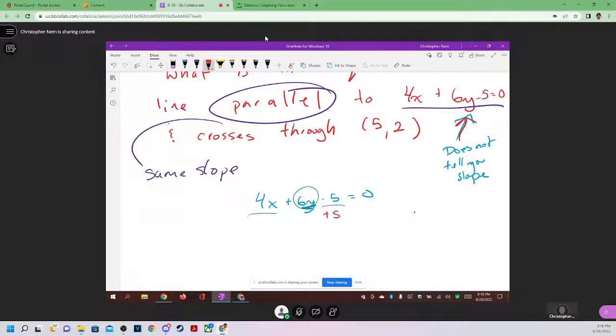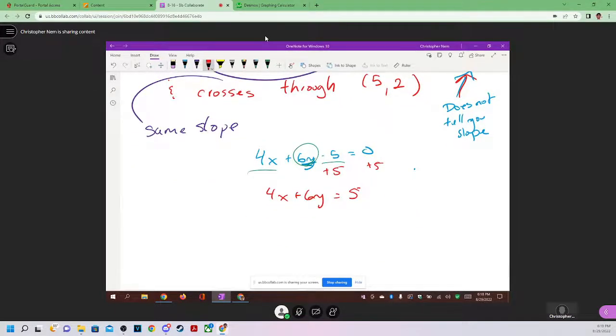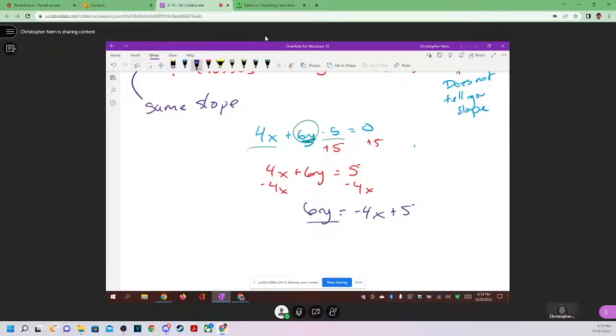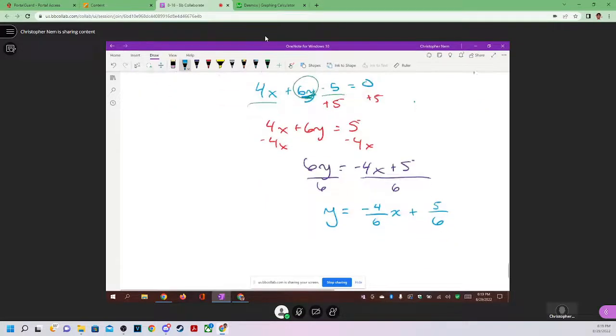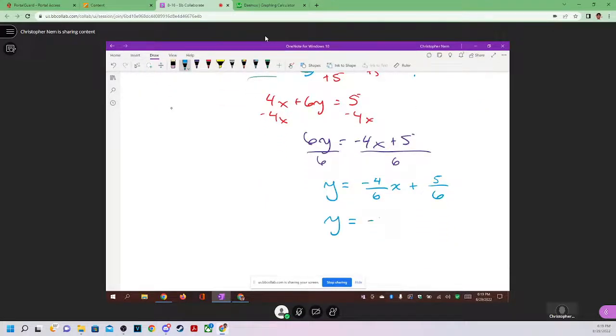So let's add 5 to both sides. I have 4x plus 6y equals 5. And now I'm going to subtract 4x from both sides. If I do so, I have 6y is equal to negative 4x plus 5. They are not like terms. And divide everything by 6. If I split that apart, I get y is equal to negative 4 over 6 x, and then plus 5 over 6. Which is the exact same thing as saying y is equal to negative 2/3 x plus 5 over 6.